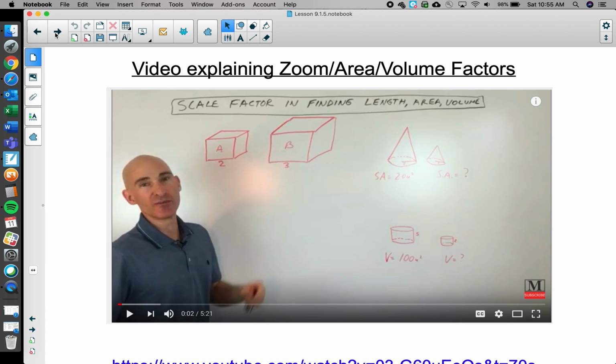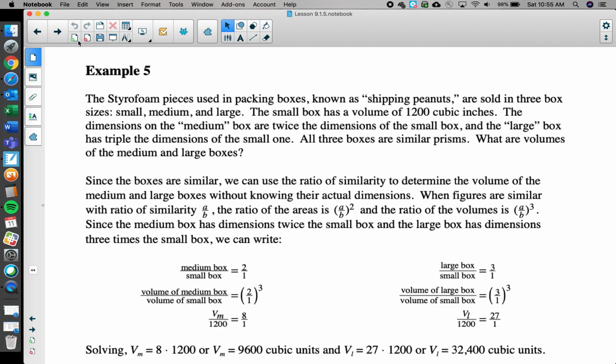Here's a video kind of explaining zoom factors. It's a little bit different than the video I showed you in 914, and it's only a little more than 5 minutes long, so it's not too bad if you're struggling to just take a look at that. Here's an example talking about, again, using that idea of zoom factor and volume factor. If you notice, I'll let you kind of read through this, but when they talk about ratio of similarity, that's just another term for zoom factor. So if they're saying A to B, okay, that's just your zoom factor from one shape to the other.